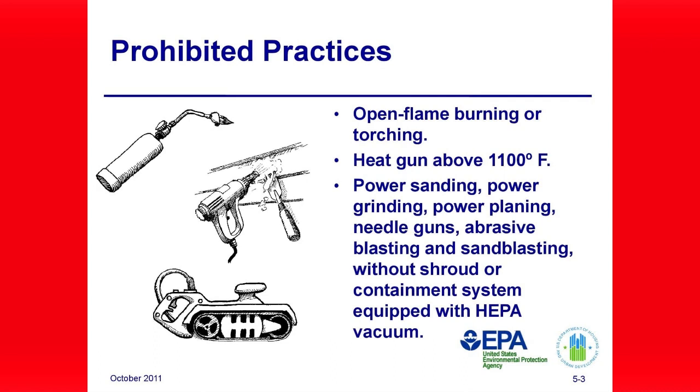Per HUD, the practices listed on the slide are also prohibited on pre-1978 properties with lead-based paint that receive federal housing assistance. The HUD rule also prohibits extensive dry scraping or sanding by hand, paint stripping in a poorly ventilated space using volatile paint stripper. States and localities or tribes may also prohibit these practices.